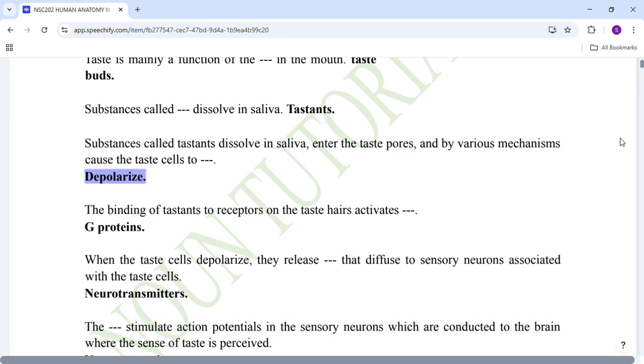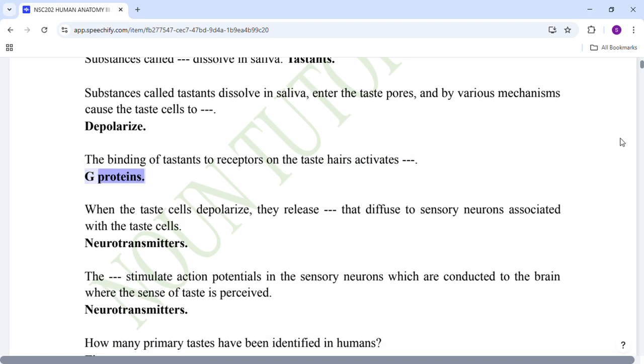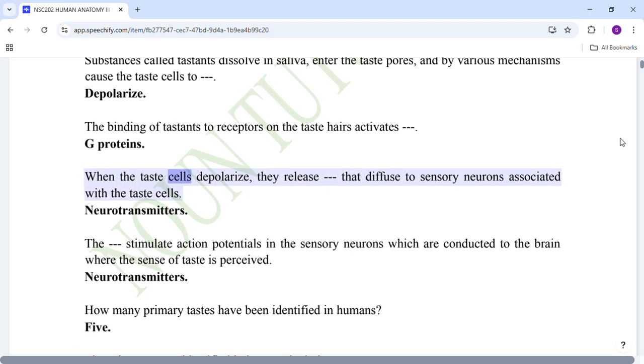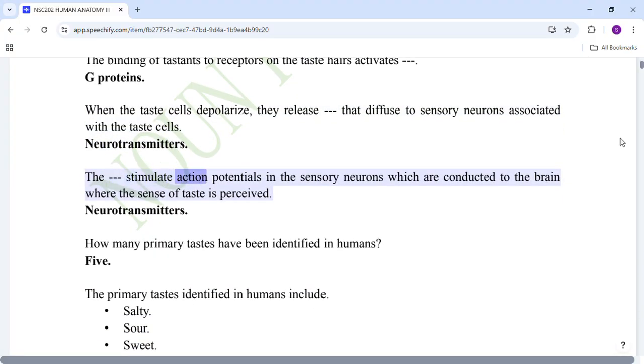The binding of tastants to receptors on the taste hairs activates G proteins. When the taste cells depolarize, they release neurotransmitters that diffuse to sensory neurons associated with the taste cells. The neurotransmitters stimulate action potentials in the sensory neurons, which are conducted to the brain, where the sense of taste is perceived.